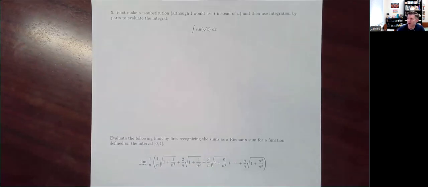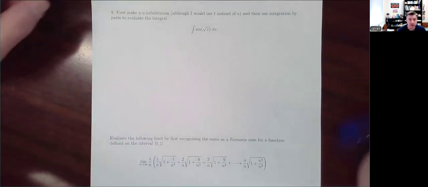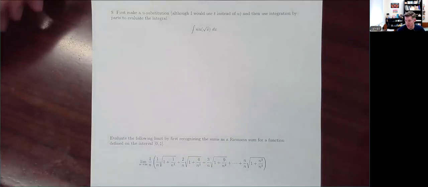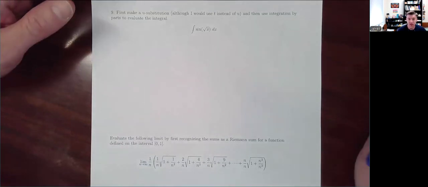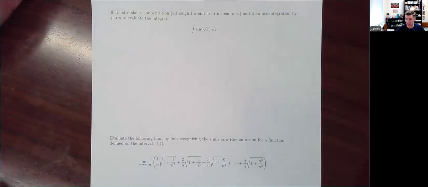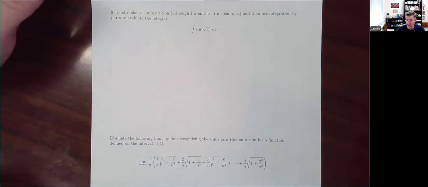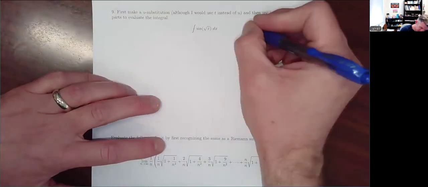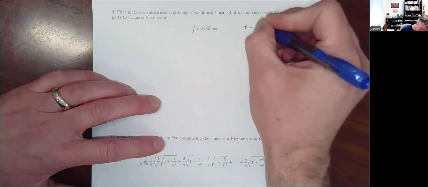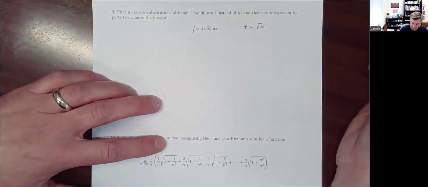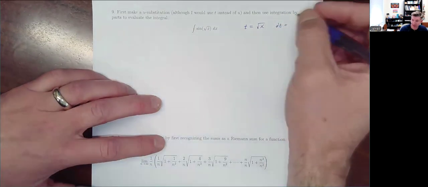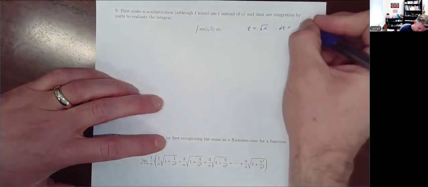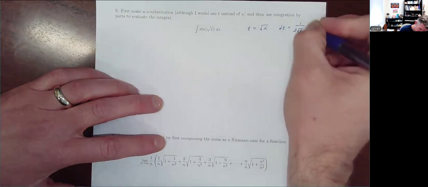I didn't really mean to have two problems where we had a U sub and a whatever, but oh well, such is life. So make a U sub, although I would use T instead of U or W instead of U, and then use integration by parts to evaluate the integral. So the only real valid choice for a U sub here, or T sub, is the square root of x. So we're going to let T equal the square root of x, which is x to the 1/2, and then our dt is equal to 1/2 x to the negative 1/2, which is 1 over 2 root x dx.